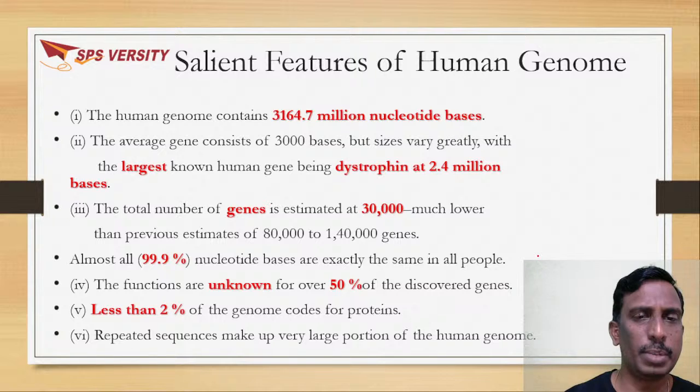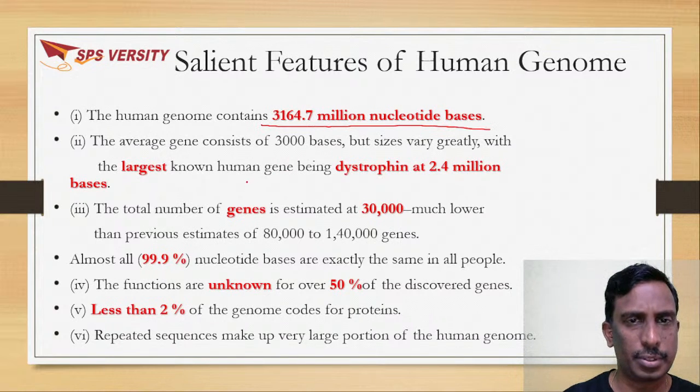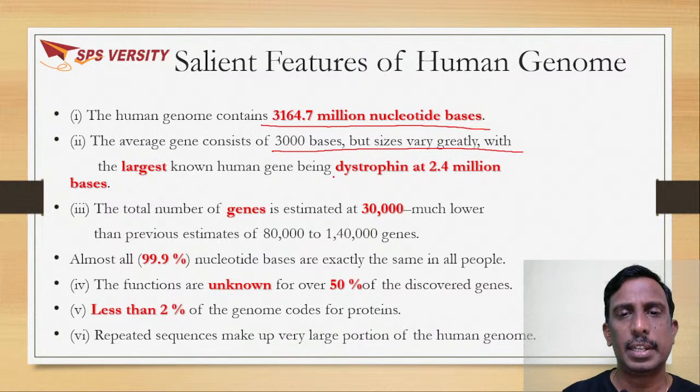When the entire human genome is sequenced, what is the output? The output is that the human genome contains a total of 3164.7 million nucleotide bases. The average gene consists of 3000 bases, and the largest gene is dystrophin, which has 2.4 million bases.